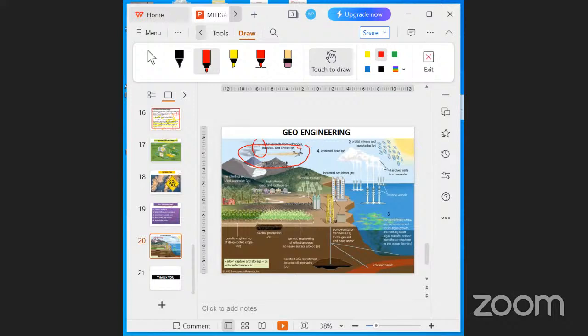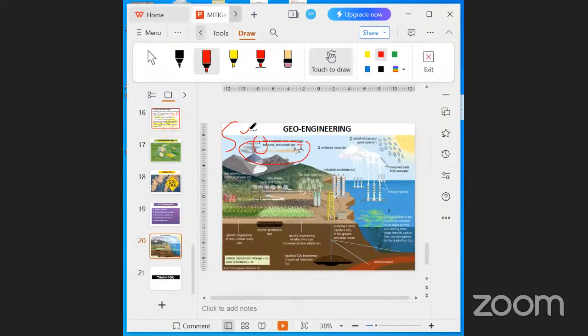So inject the atmosphere with which one? Sulfur, right? And it will reflect back the sun rays. So some scientists believe they could likewise block solar radiation and potentially cool the planet. So that is why the cooling effect is caused. The sulfur reflects a lot of the sun's radiation back to space, right?